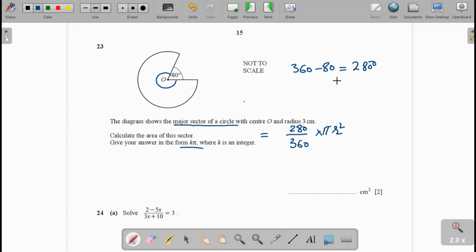We write it as theta over 360 multiplied by pi r squared. Now here the angle is 280, divided by 360. We divide it: 4 divided by 7, and 4 nines are 36. That is 7 over 9 and pi, which is written as it is, and r is 3, the radius is 3. The 3 squared is 9, the 9 will be cancelled, and 7 pi will be the answer.